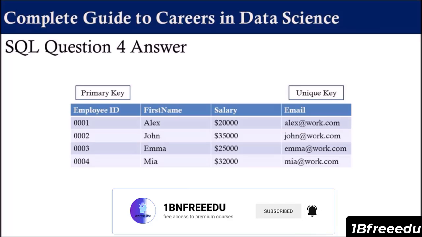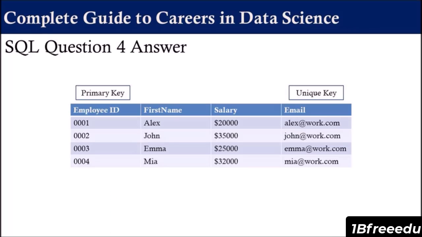primary key. Since the primary key cannot have null value, therefore we will set employee ID as primary key and email ID as unique key. Because there is a possibility that email ID of an employee is missing, so it will be null. But employee ID cannot be missing in a database.